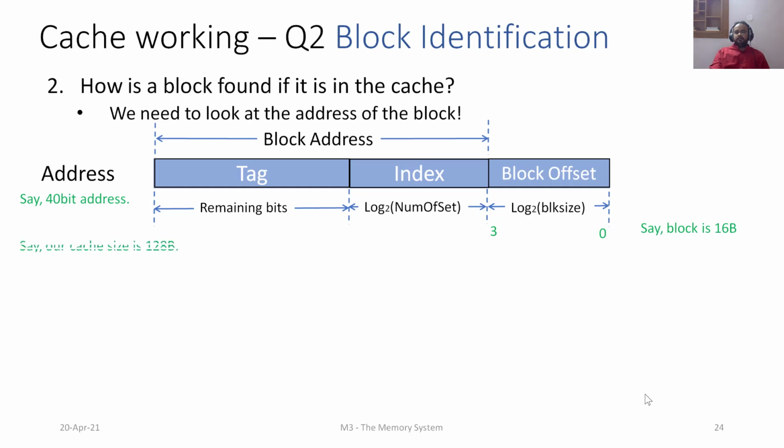Then let's assume that our cache size is 128 bytes. Now how do we find the number of sets? Here we need to look at first how many blocks would fit in. Each block size is 16 bytes, and 128 upon 16 is 8. So in this cache of 128 bytes, we can have 8 blocks of 16 bytes each.